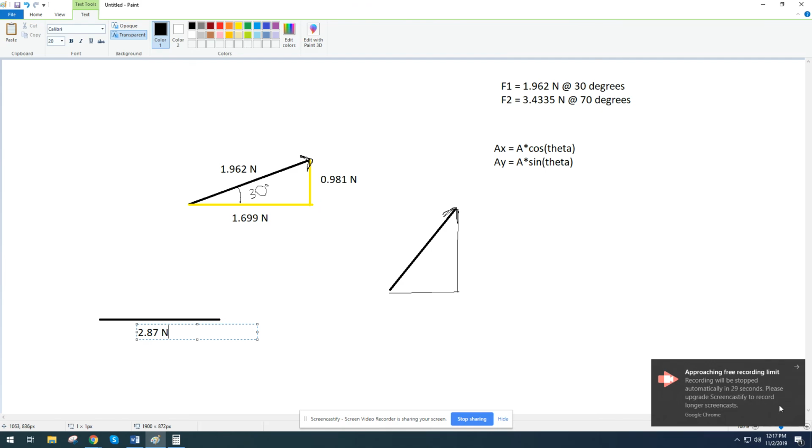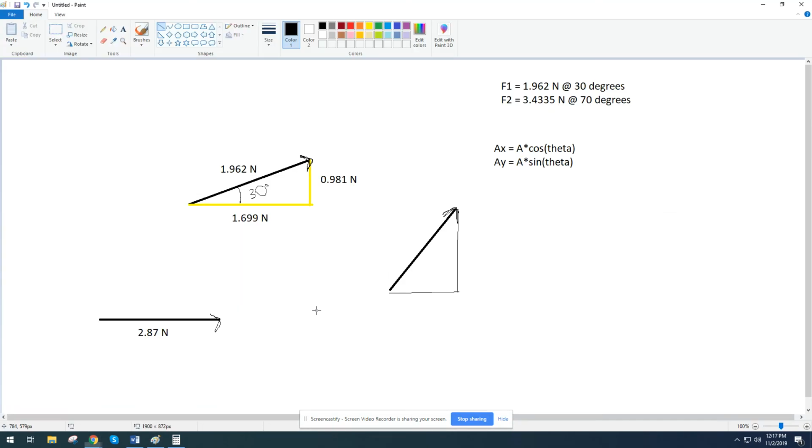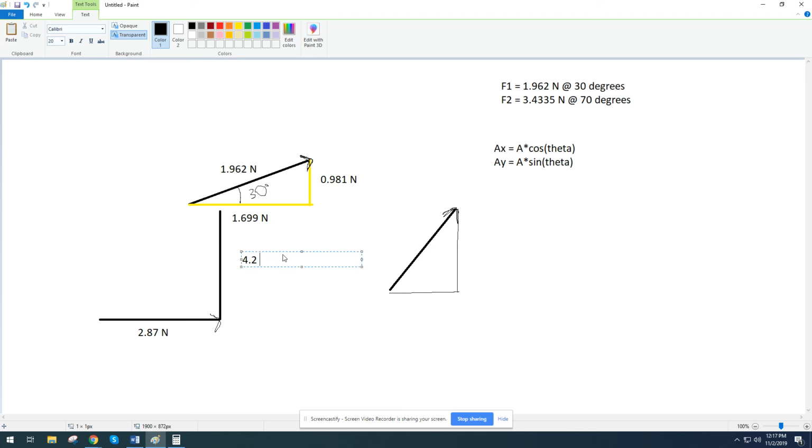And we're going to have to do a second video because there's only 20 seconds left. To the right, and 4.2 upwards. This is obviously not to scale. Upwards, right?